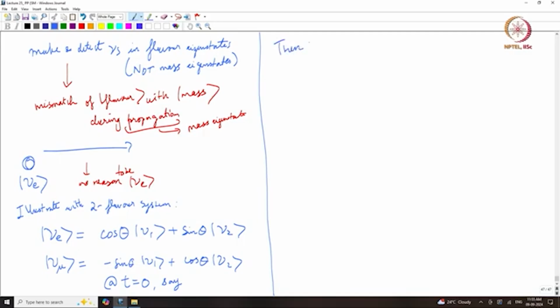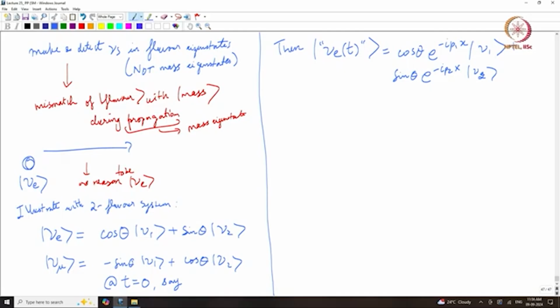So, I can then say that whatever that combination is, over time, I am going to put this under quotes, because it is not really the nu e anymore, that combination would evolve as cos theta nu1, oh I am sorry, I have to put in the evolution, which is e power minus i p1 x nu1 plus sin theta e power minus i p2 x nu2. That is what that combination evolves as over time.